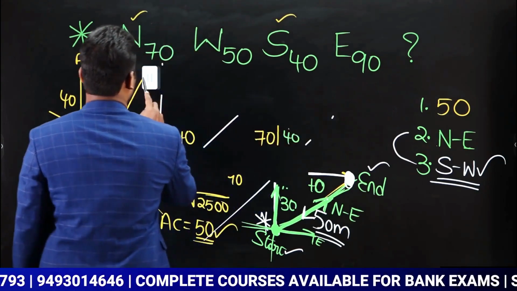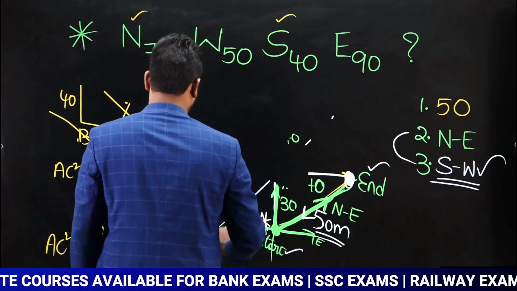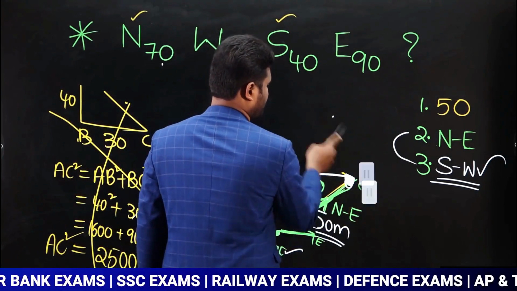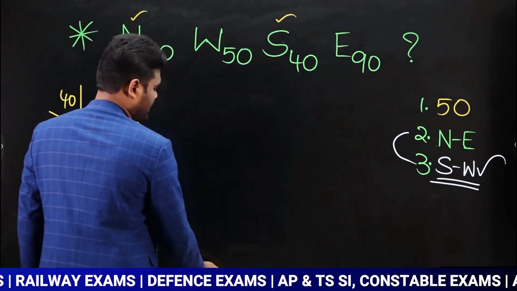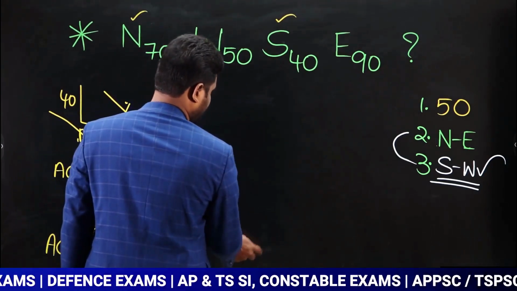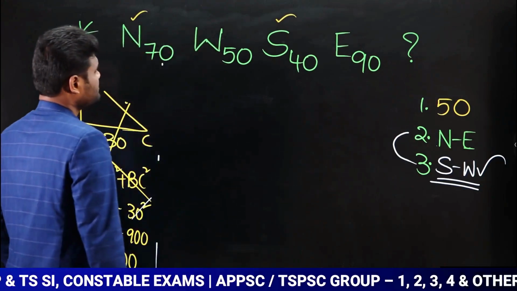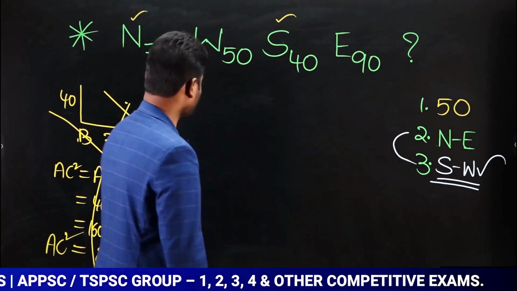Just look here. Now we are going to solve the same question without using a diagram. Observe carefully. If you observe in the question, it is clearly said: north 70, west 50, south 40, east 90.